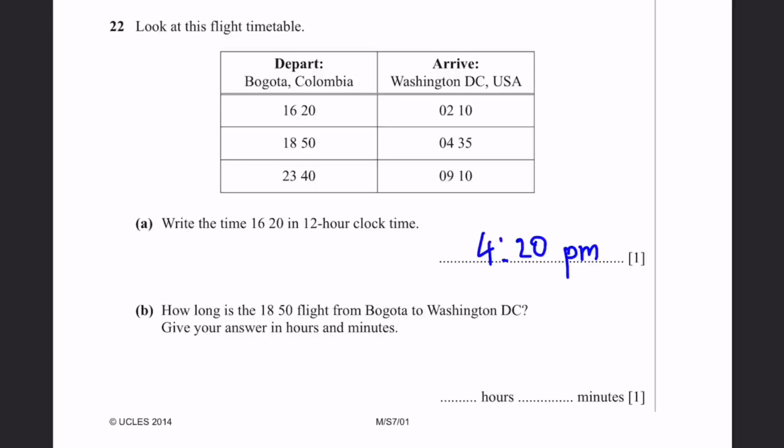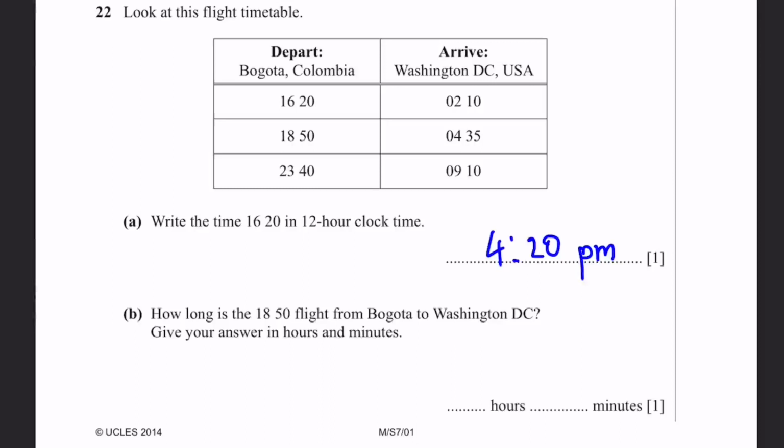B. How long is the 1850 flight from Bogota to Washington, D.C.? Give your answer in hours and minutes. We need to find the amount of time between 1850 and 4:35. So first we find out the time between 1850, which is 6:50 p.m., and 24 hours. So we'll subtract 24 minus 1850.